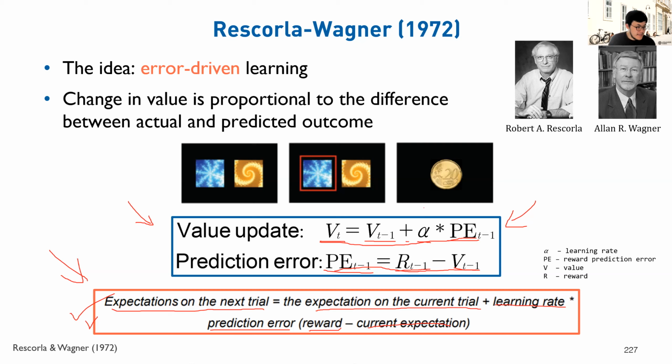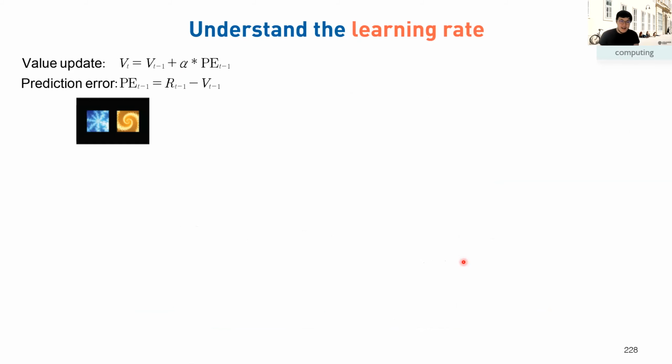Great. This is the simple idea. Your observation can either be better or worse than your expectation, and then you use the mismatch to update how you evaluate the option. The prediction error is now simple to understand.